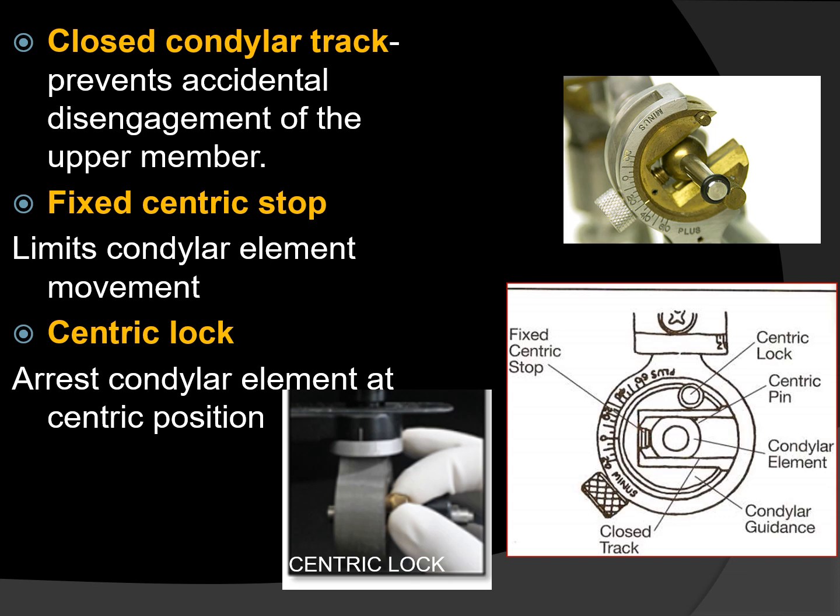Now there is another component which is called a centric lock. The centric lock depresses a centric pin, causing it to arrest the condylar element at the centric position. So when we want the condylar element in the centric position to be locked, we engage the centric lock and this depresses the centric pin and arrests the movement of the condyle. At this position, when locked, the upper member is restricted only to an opening and closing movement. And releasing the centric lock, two full turns will disengage the centric pin and return the element's freedom of movement in the condylar track.